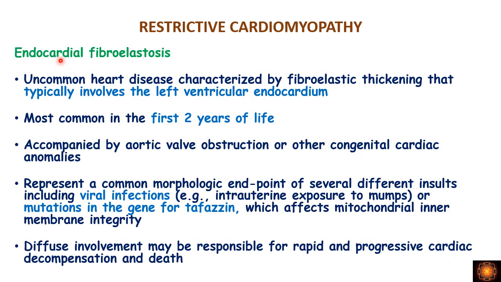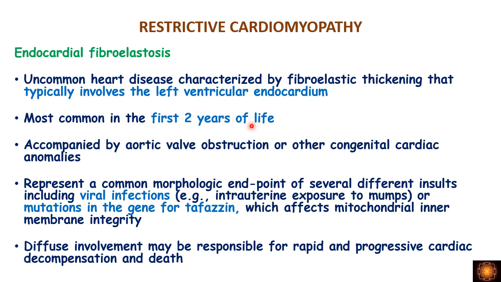Another one is endocardial fibroelastosis. This is a very rare condition. We see the fibroelastic thickening that typically involves the left ventricular endocardium, and this usually we see in the first 2 years of life, and the cause is thought to be either because of some viral infections, typically the intrauterine exposure to mumps, or it is because of mutations in the gene for tafazzin. So these two are the main proposed causes for this.